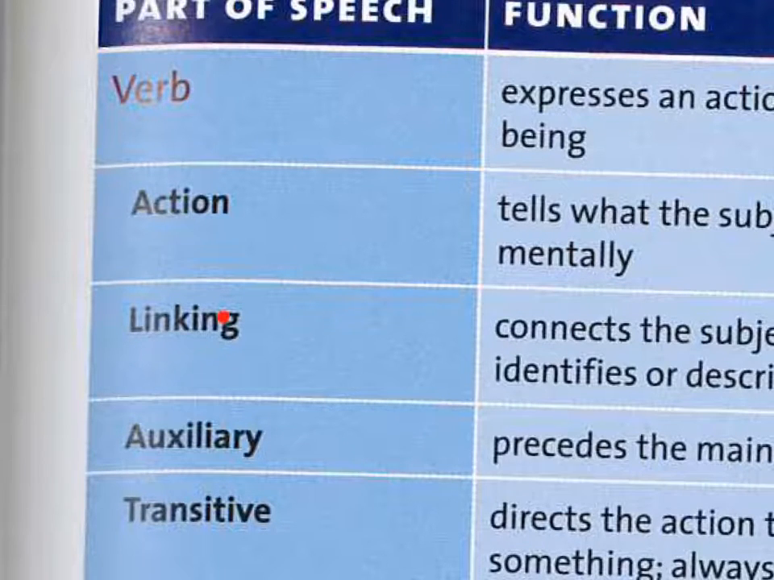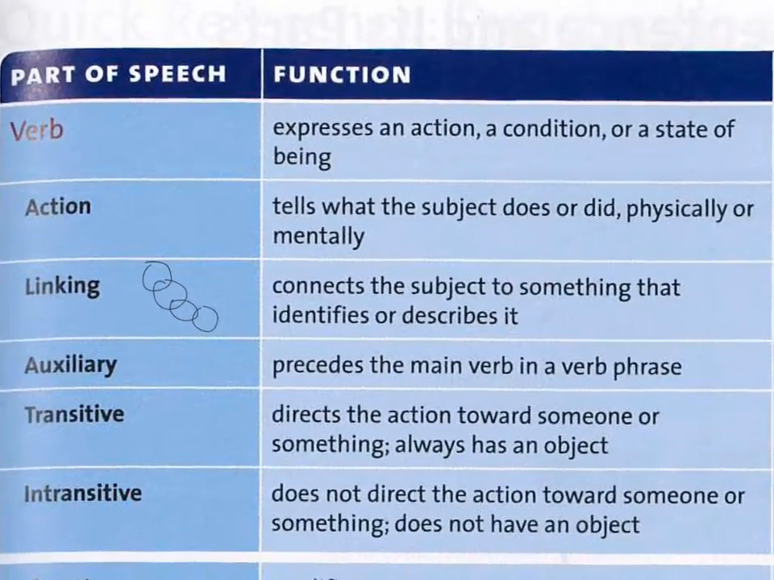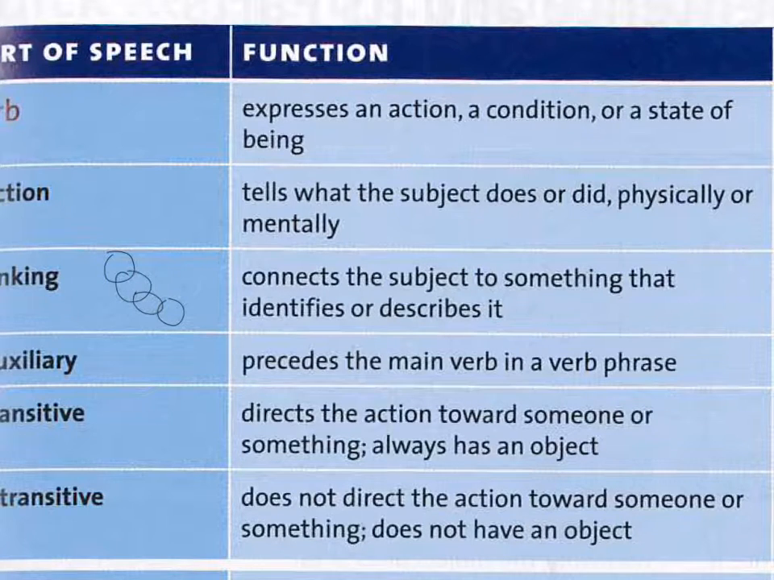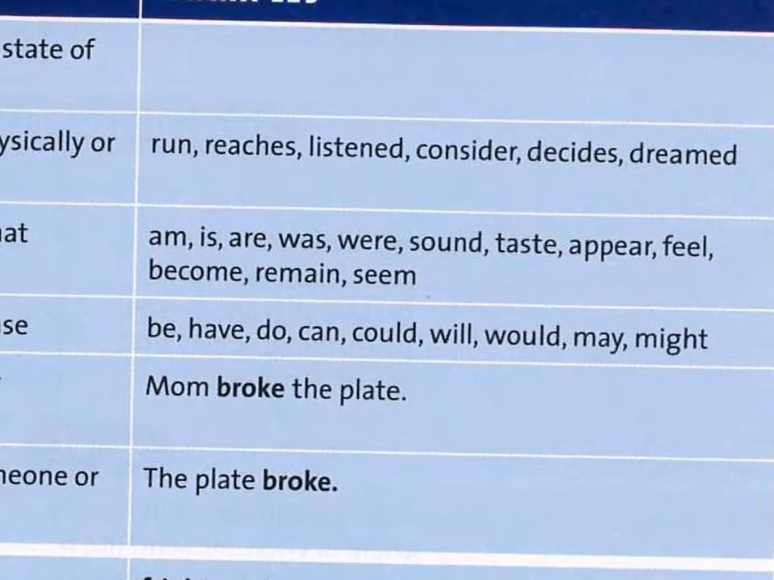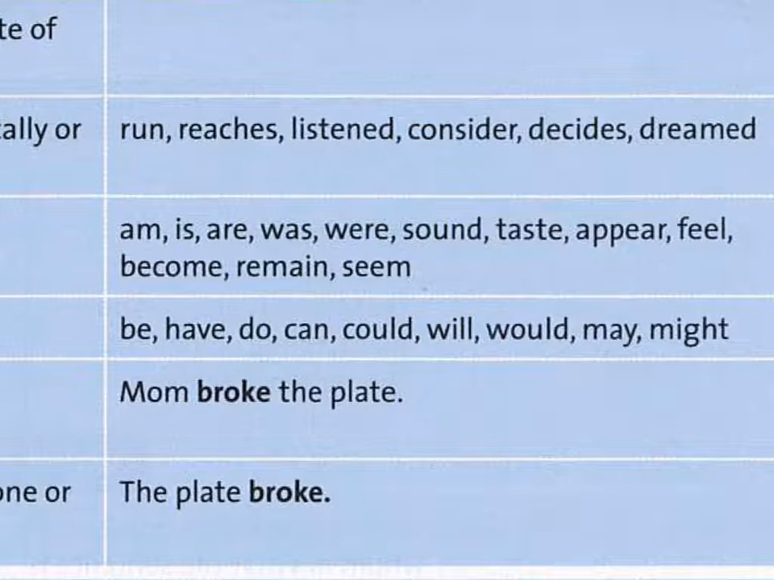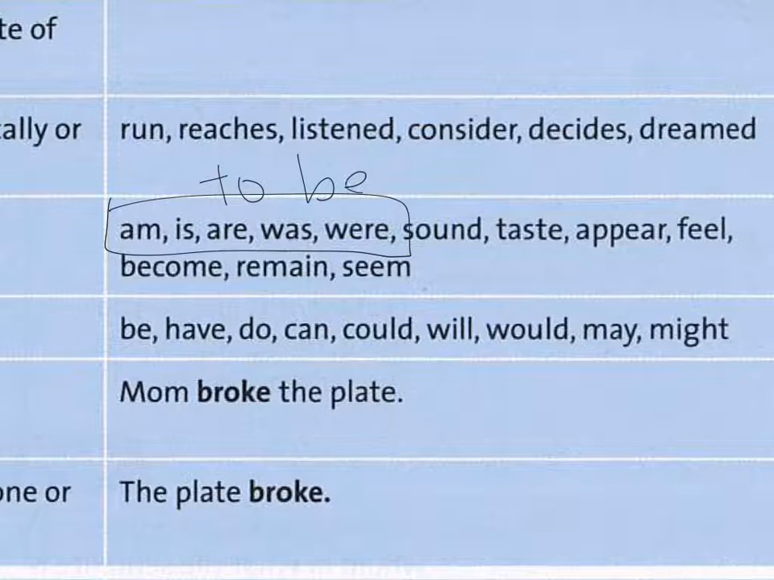Now we have linking verbs. And a linking verb, you know what a link is, like a link in a chain. A linking verb connects the subject to something that identifies or describes the subject. And these are popular, common linking verbs. The verb to be, am, is, are, is commonly a linking verb. And the past tense of to be, was, and were. Okay, so these are all the verb to be, which is used as a linking verb.